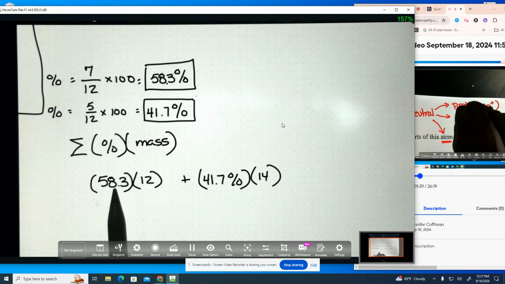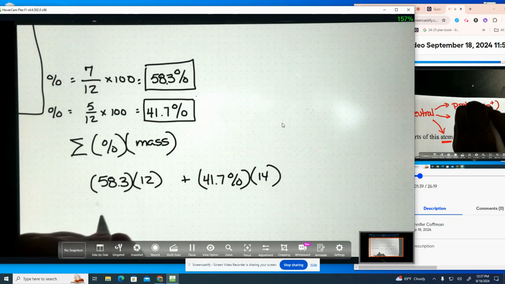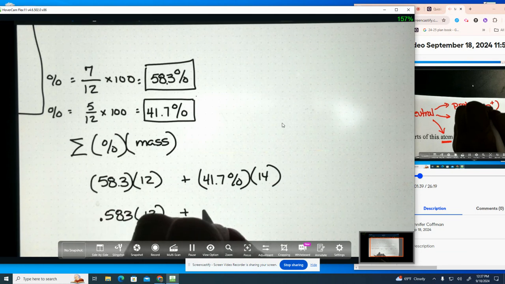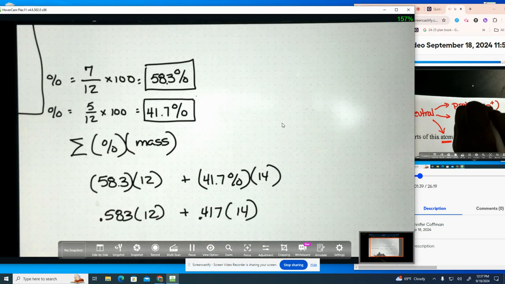So how do I put it in my calculator? I can make it into a decimal. So 58.3 becomes 0.583 times 12 plus 0.417 times 14. Tell me what you get. 12.83? You should have. You should have gotten the same exact thing.